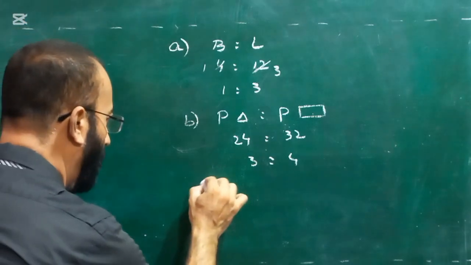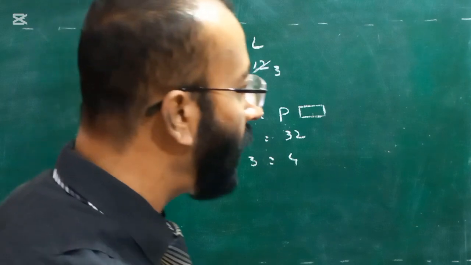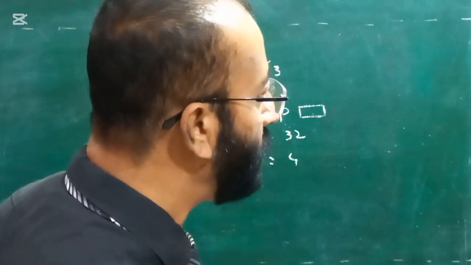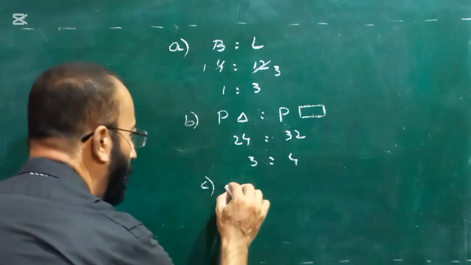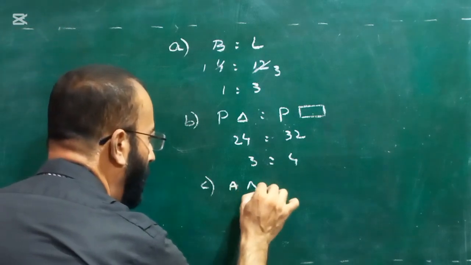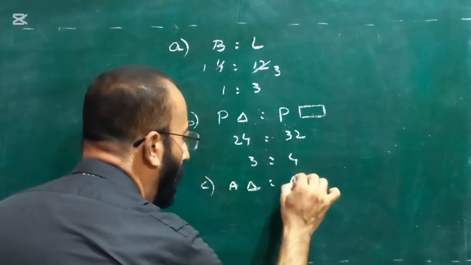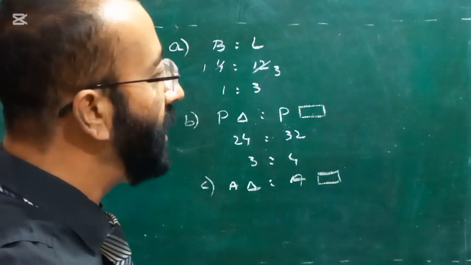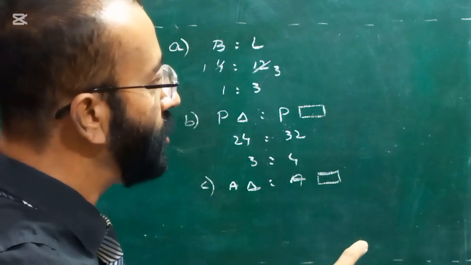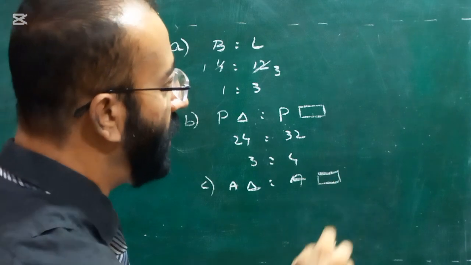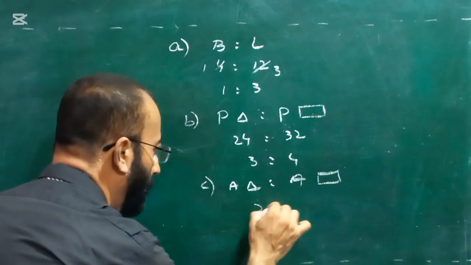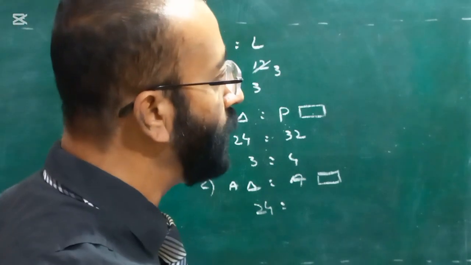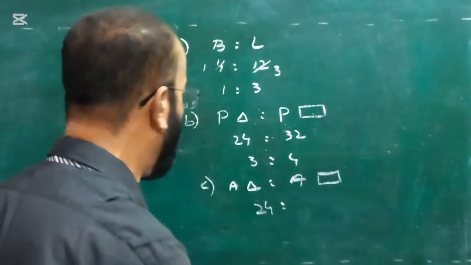Now the C part is the requirement. In the C part, the ratio of the area of the triangle to the area of the rectangle was the requirement. So the area of the triangle will be 1 by 2 into base into height. So 3 8s are 24. And the area of the rectangle formula is length into breadth. So 12 4s are 48.